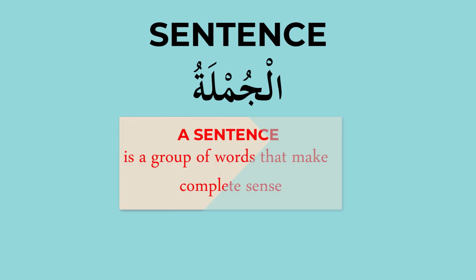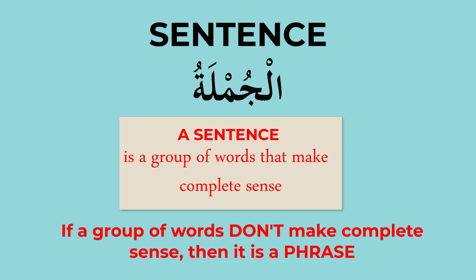When you say a sentence, in Arabic we say al-jumlatu. A sentence is a group of words which make complete sense, brother. A group of words which does not make complete sense is not a sentence. Then we can call it a phrase. So here we are concerned with sentences.